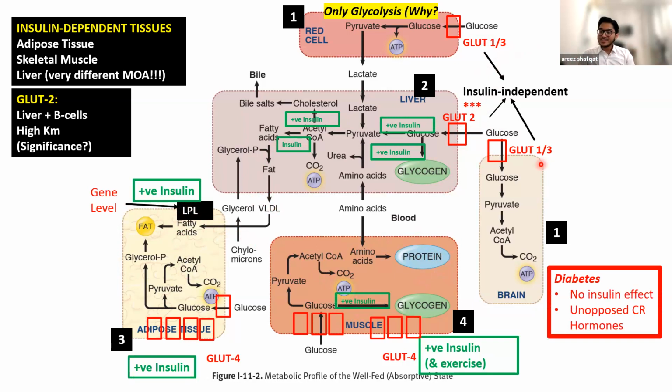Now, in diabetes, you have none of this. So in diabetes, you don't have glycolysis, and the liver doesn't really know what to do with the glucose anymore because there is no insulin effect. You don't have LPL, you don't have GLUT4 expression. And so what happens? Hyperglycemia, because glucose is not being taken up by the adipocyte and the skeletal muscles. So you have hyperglycemia. Okay.